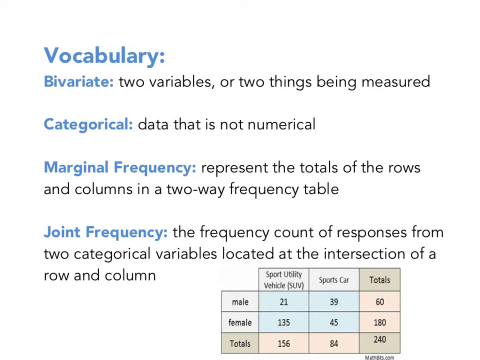This unit can be about breaking down words and what they mean, just like we broke down bivariate, marginal frequency. Now joint frequency, you can break that down as well. Joint, where they join together, is the frequency count of responses from two categorical variables located at the intersection of a row and column. Very long definition for these pieces right here, where two categorical pieces of data come together as one. So there are 21 males that drive an SUV and 39 males that drive a sports car.